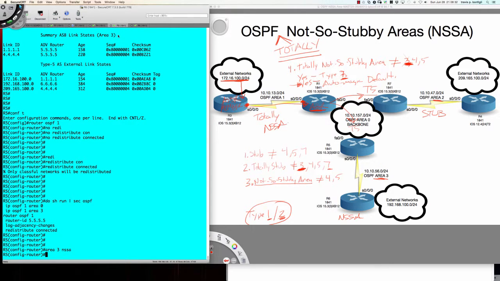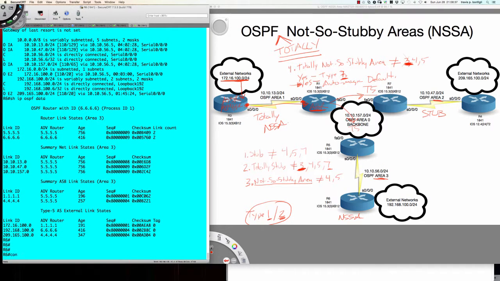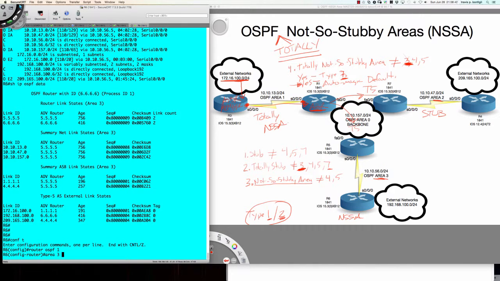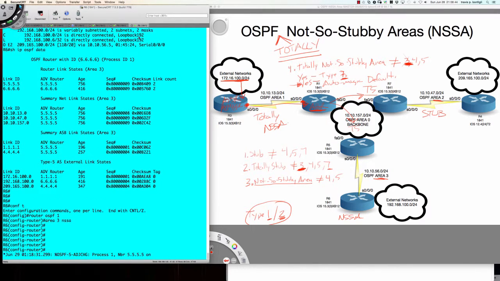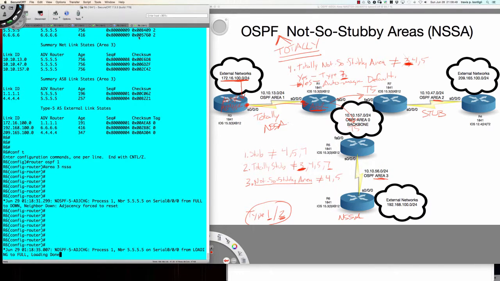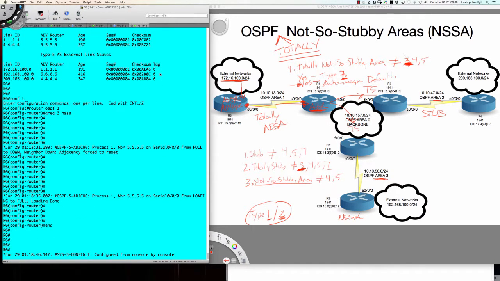NSSA, and I'm going to jump on router 6 here, and we're going to do the same thing. So we're going to say conf t, router OSPF 1, area 3 NSSA. All right, so we've changed area 3 to a not-so-stubby area. Area 2 is a stub area, and area 1 is a totally not-so-stubby area. So we're looking at area 3 here from router 6's perspective, and let's keep in mind that this is a not-so-stubby area. So what does that mean?